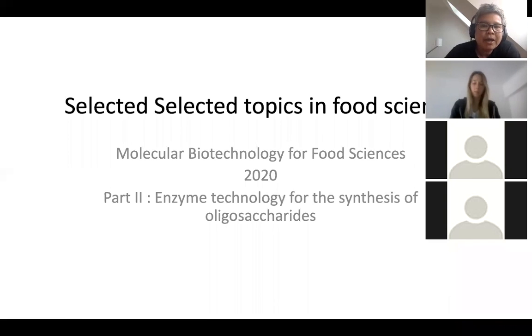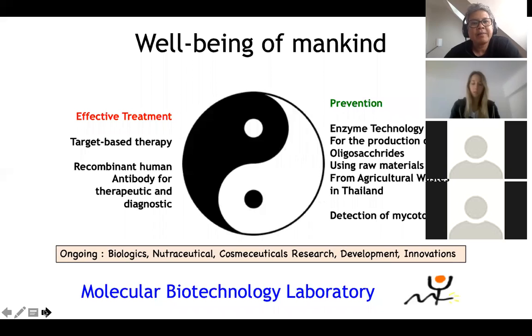Okay, so in part 2, I will be talking about enzyme technology for the synthesis of oligosaccharides. This is basically research that I've been doing in my laboratory. I mentioned in the beginning of my class that the research in my laboratory has two parts.